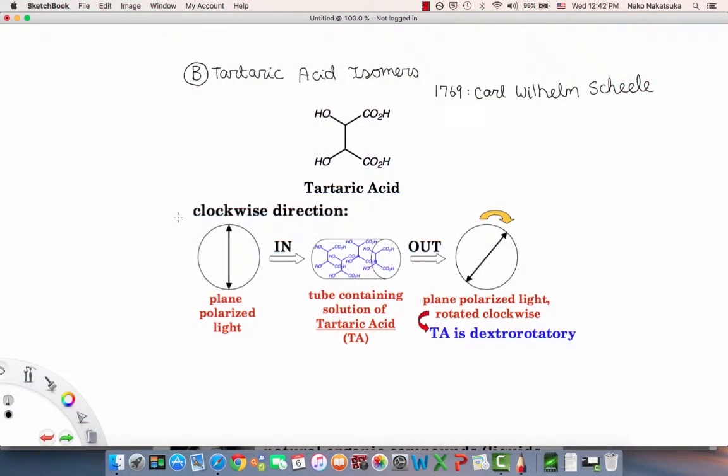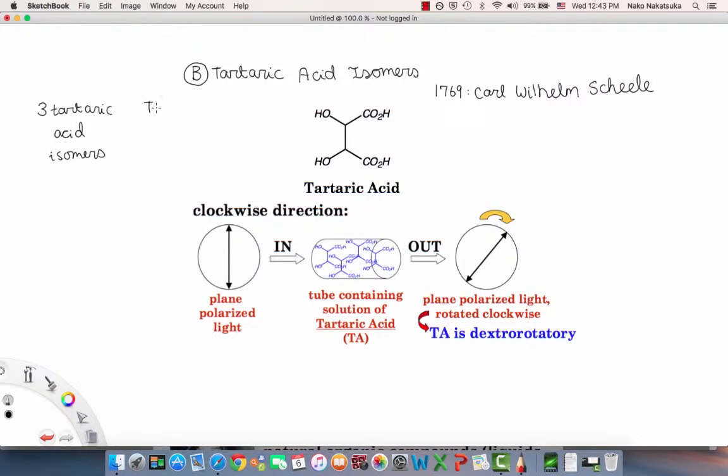Now moving on to part B of the historical perspectives. In 1769, Carl Wilhelm Scheele discovers tartaric acid isomers. Tartaric acid came from tartar, which is the potassium salt of tartaric acid that's deposited on barrels during fermentation of grape juice. So basically it's like wine precipitate. And so they actually found a total of 3 tartaric acid isomers.